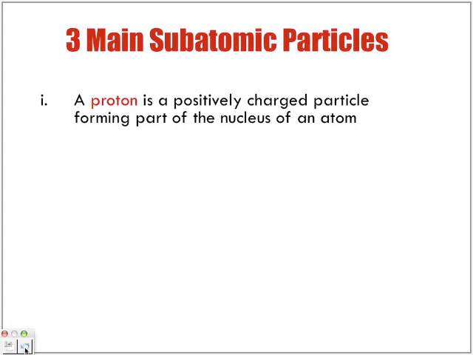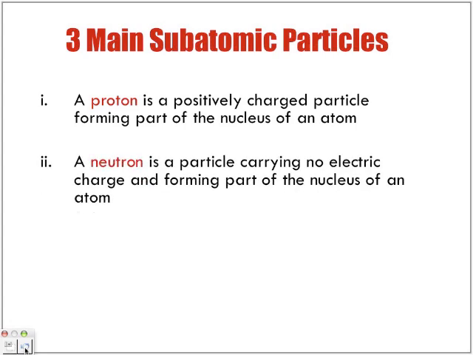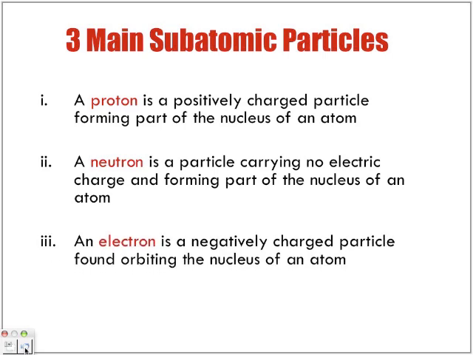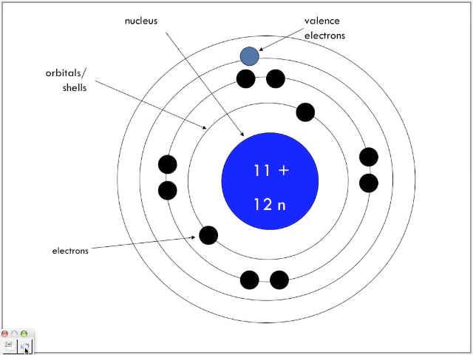So, let's just recap the three main subatomic particles. A proton is a positively charged particle forming part of the nucleus of an atom, right? We've drawn that. A neutron is a particle carrying no electric charge and forming part of the nucleus of an atom. And lastly, an electron is a negatively charged particle found orbiting the nucleus of an atom. So, let's look back at the diagram.